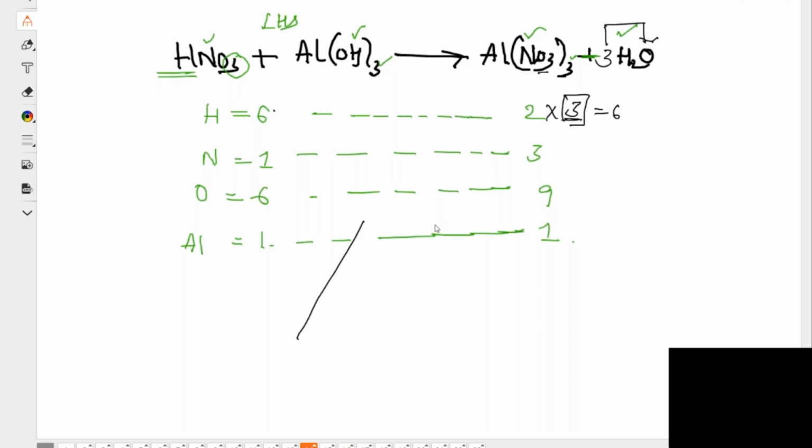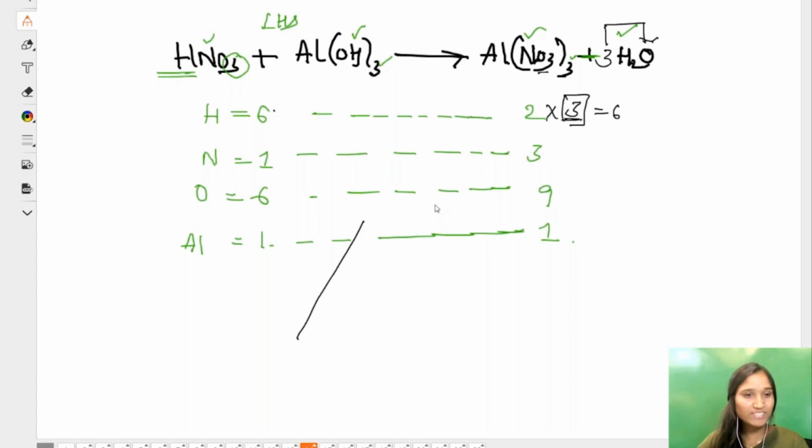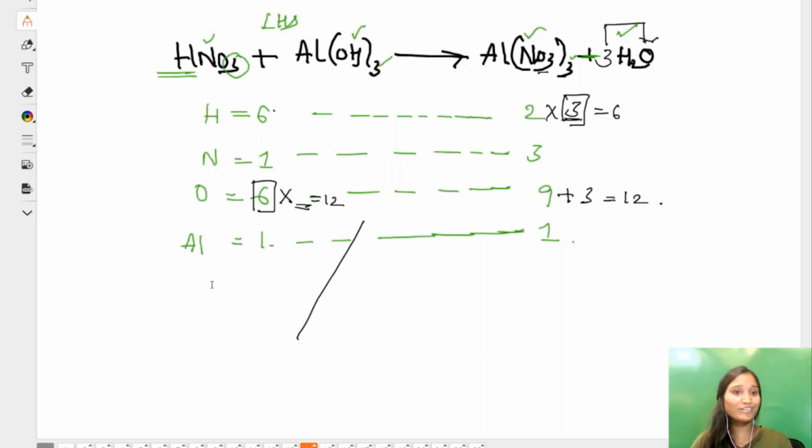Guys, am I audible and visible? That's great. So how many oxygens do we have here finally? 9 plus 3, totally 12, right? Now, on the other side, how many oxygens do we have? Only 6, correct? We need 6 more oxygens, that means totally 12. I can use only multiplication, take some number. You can take number 2.